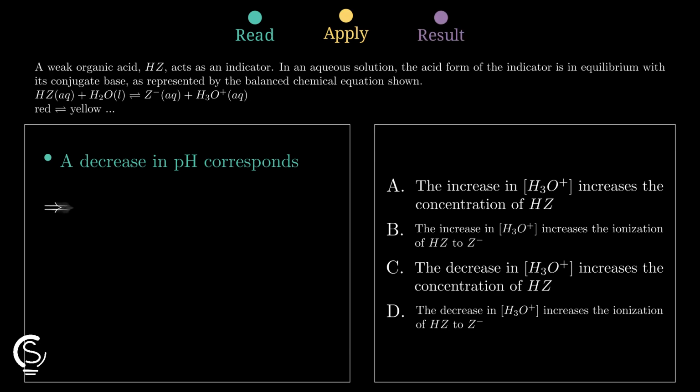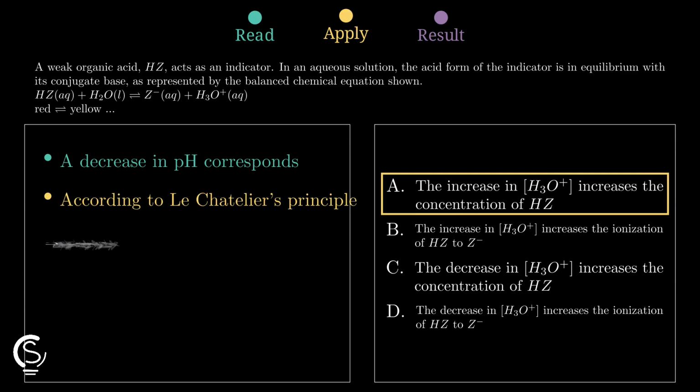This shift increases the concentration of HC, turning the solution red. That makes option A our final winner. Boom, we nailed it!